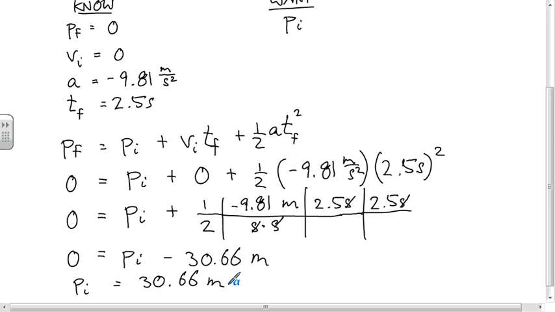Do the units make sense? We're looking for a position. Yeah, so that's a good sign. Does the sign make sense? Yeah, we expect that initial position to be higher than the final position, and so this says that it's in the positive direction up from the water. So that's a good sign. So this is the height of the bridge. Any questions about that one?